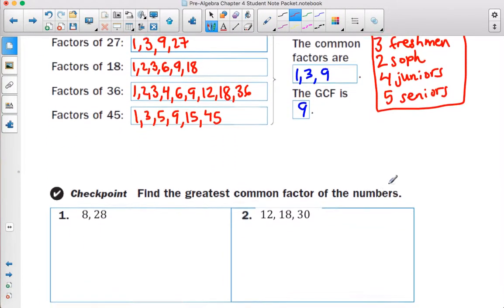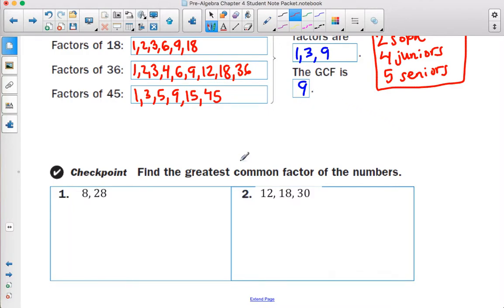What I want you to do in this checkpoint is find the greatest common factor of the following numbers. Find the greatest common factors of 8 and 28, and then find the greatest common factors of 12, 18, and 30. And the way to do this right now is just going to be to list out the factors of each number. So I will do the 8 and the 28, and then I'll leave you to do the rest.